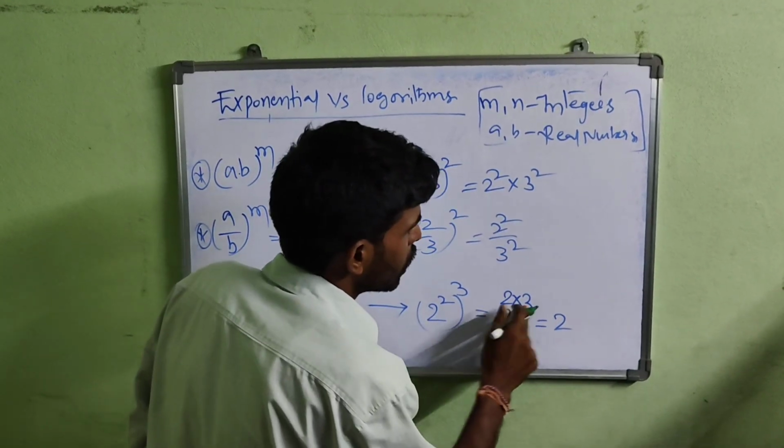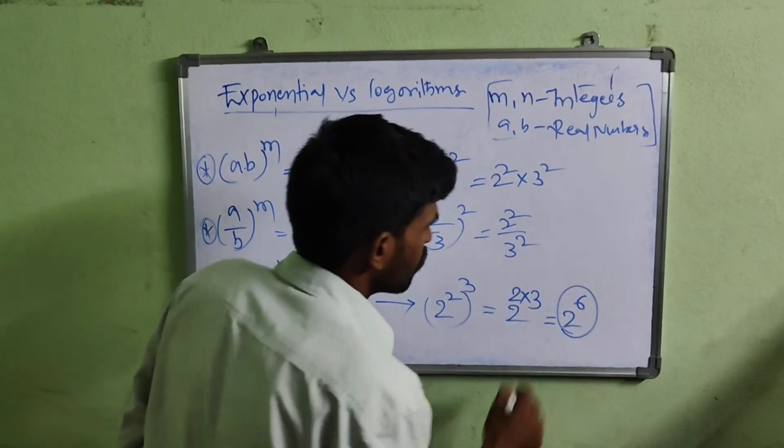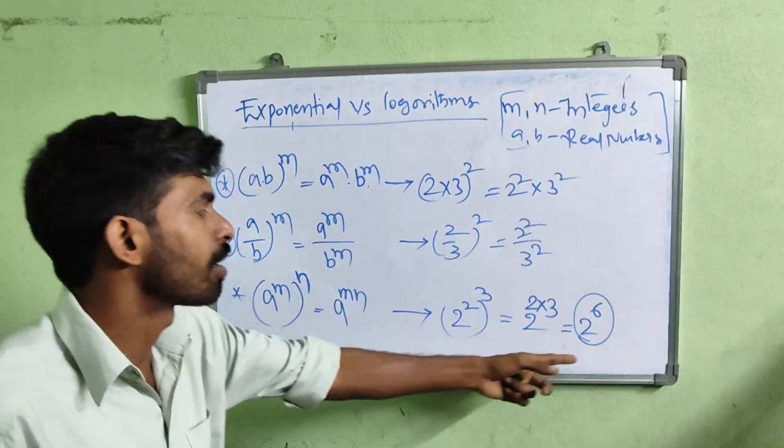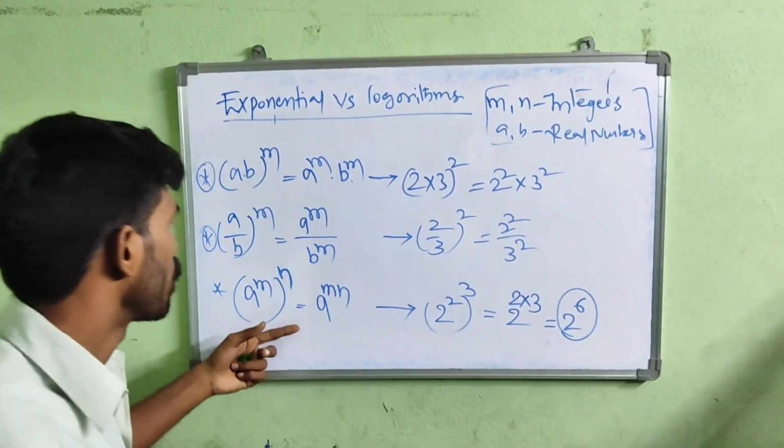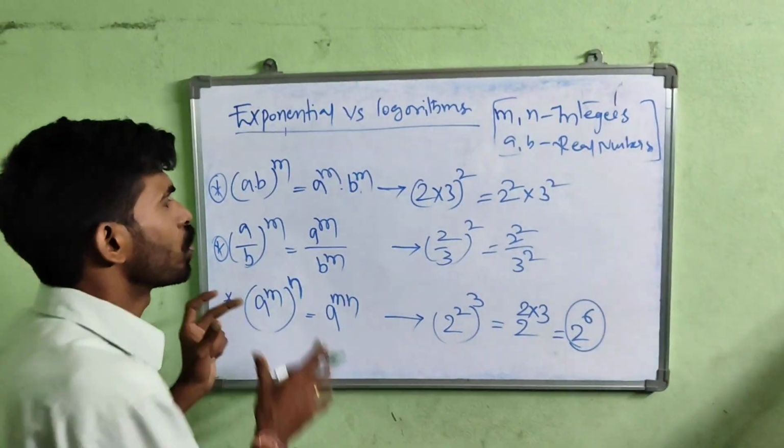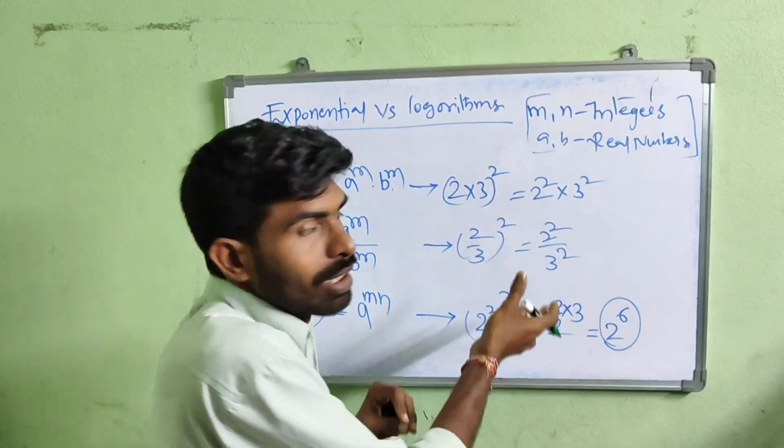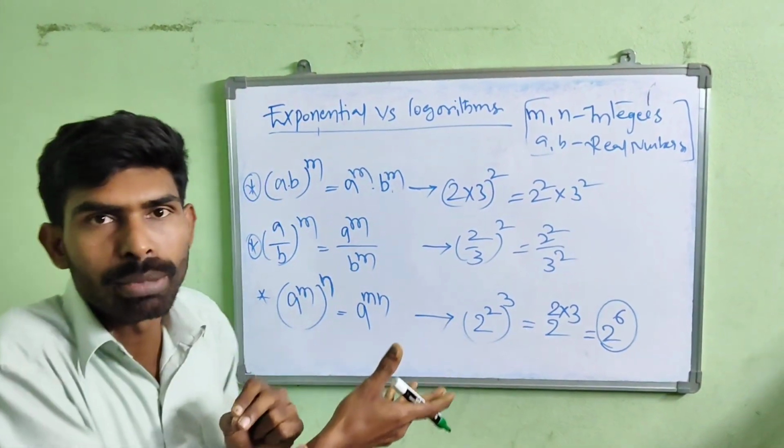2 power 2 3s are 6. Okay, we can write like this based on this formula. That's why we need to remember this with the examples. That is main important here.